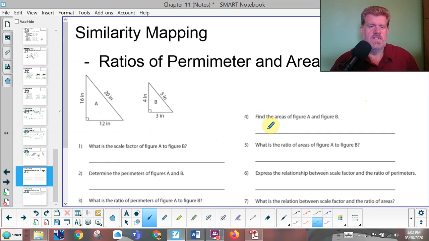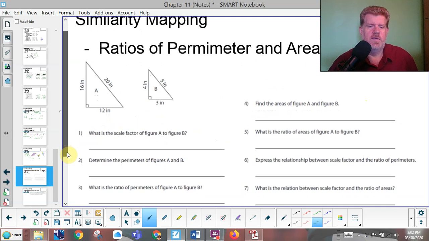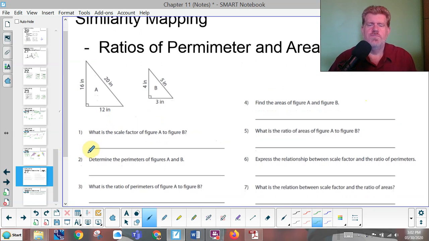All right, this is kind of tiny, but we're going to get this one done a little bit. This is about your similarity with perimeter and area. So the scale factor from A to B. If you look at that, how do you get from A to B?